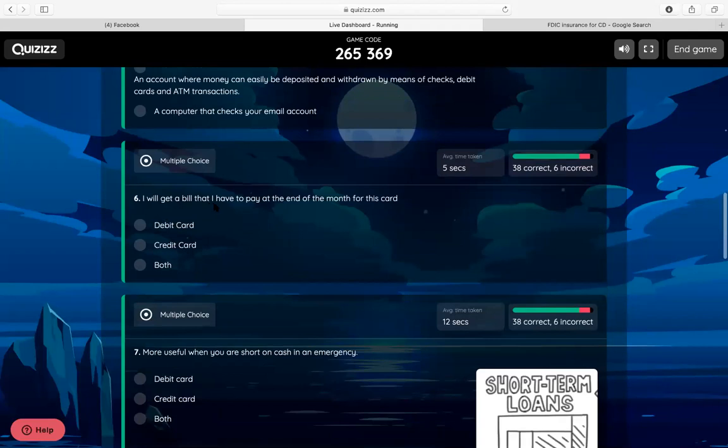I will get a bill I have to pay at the end of the month for this card. Which one is it? A credit card. A debit card, you get a statement, but not a bill. There's no bill because you're not borrowing money.